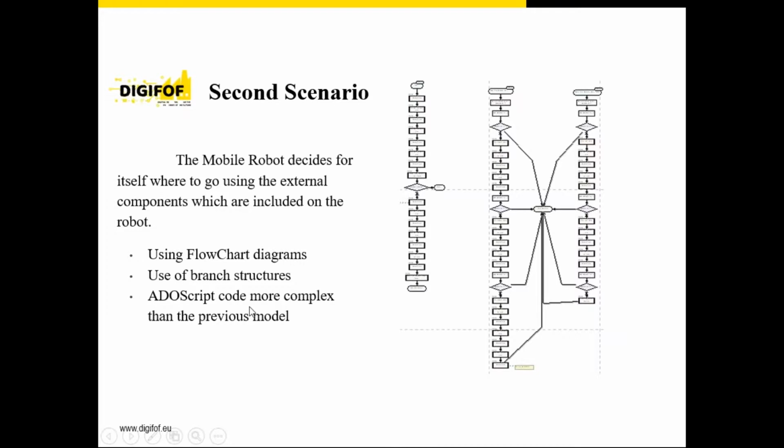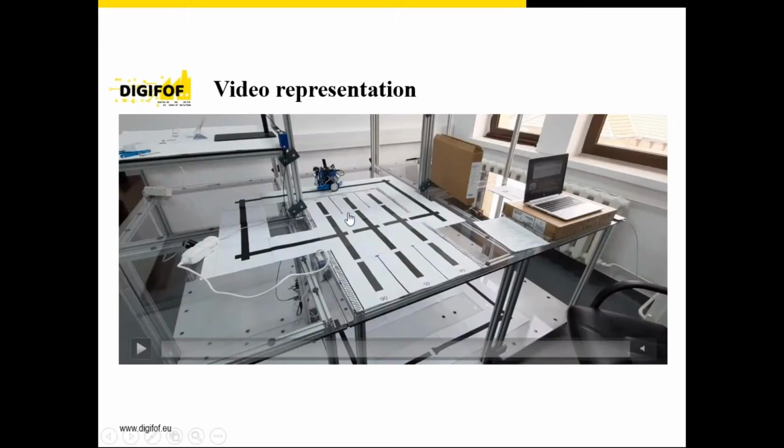The second scenario, in this one, the mobile robot will choose itself a free place, and it will park there. The difference between the scenarios is that in this one I used one more sensor from the mobile robot, the distance sensor, the proximity sensor, and the video for the second scenario is this one. In this one, the mobile robot will park in place 3.